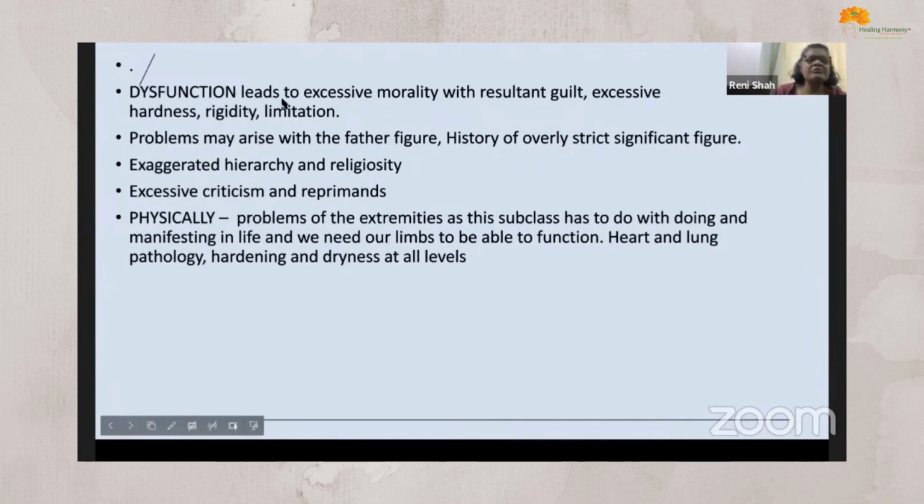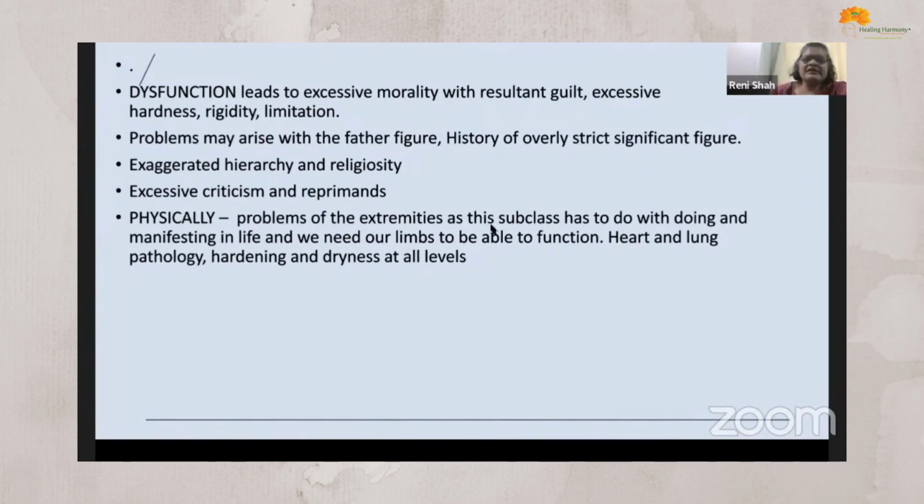If there is a dysfunction, it may lead to excessive morality with resultant guilt, excessive hardness, rigidity. If you open the rubric of delusion, committed crime, again you will see a lot of row 4 and subclass 5 remedies. A lot, like Zincum, Arsenicum, Bromatum, Kali bromatum, and many of the plant remedies from this subclass, Melilotus. Problems may arise with the father figure, a history of an overly strict significant figure, exaggerated hierarchy and religiosity, excessive criticism and reprimands.